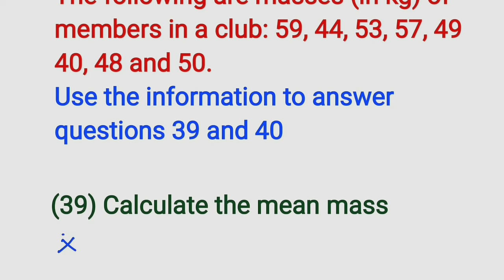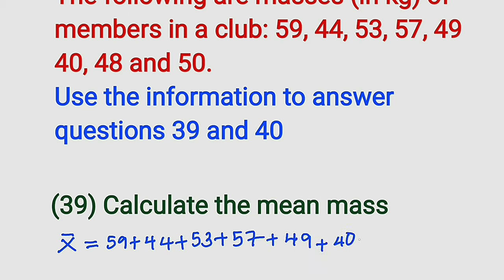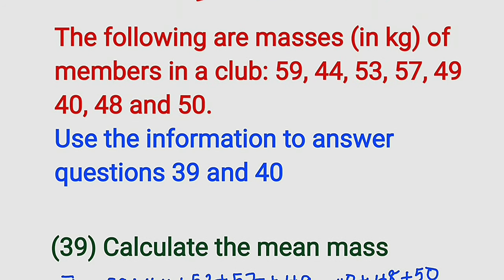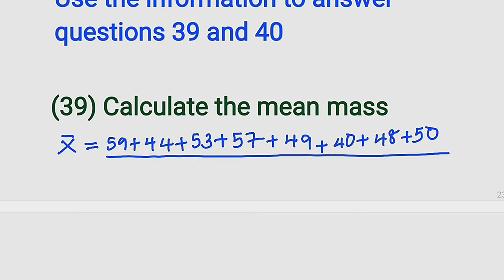We have x bar for the mean equals 59 plus 44 plus 53 plus 57 plus 49 plus 40 plus 48 plus 50. Then the whole of this should be divided by the number of items: 1, 2, 3, 4, 5, 6, 7, 8. So once you divide this by 8, you're going to get the mean.